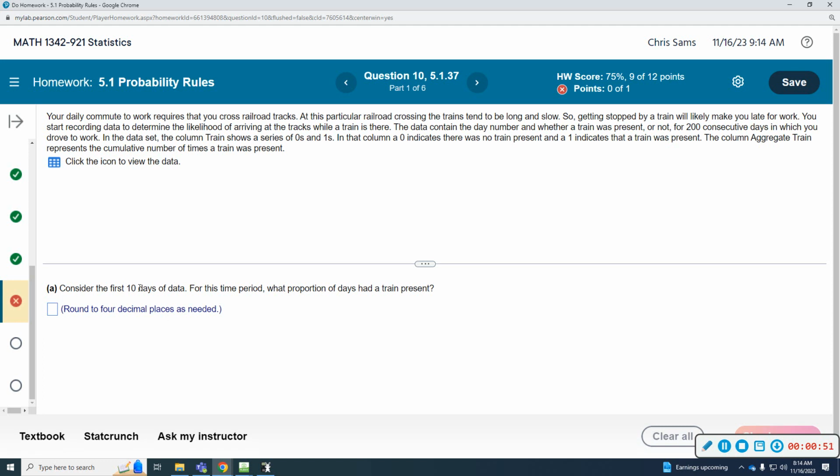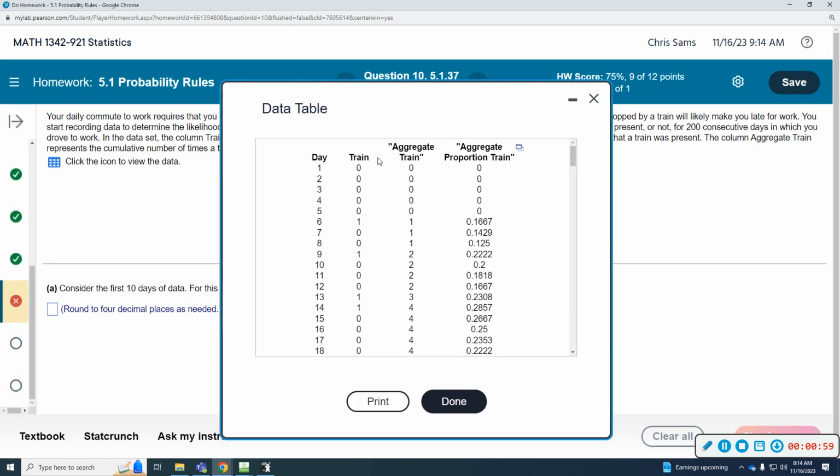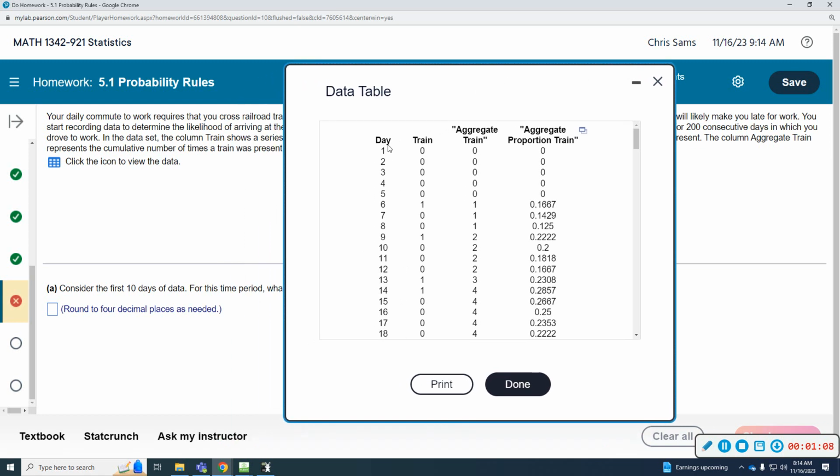Okay, so consider the first 10 days of data for this period. What proportion of days had a train present? So we look at the data here, and we want to know from days 1 through 10 what's the proportion that had a train present. So 1 through 10. So 2, because this is a total.